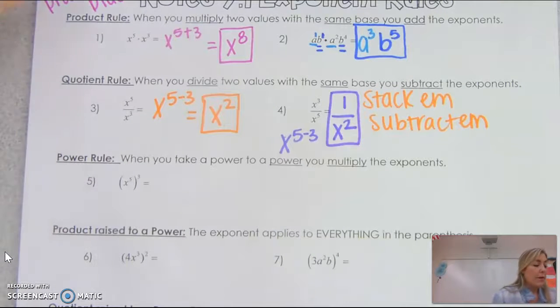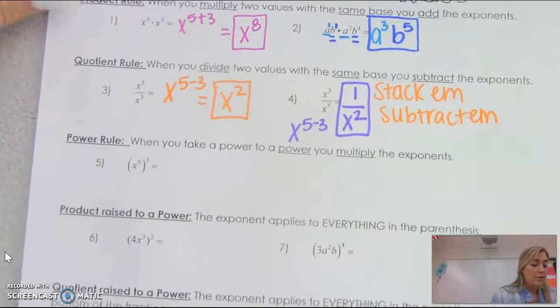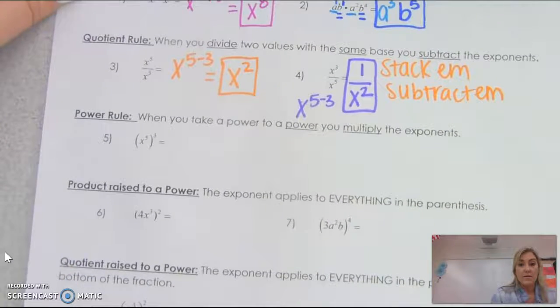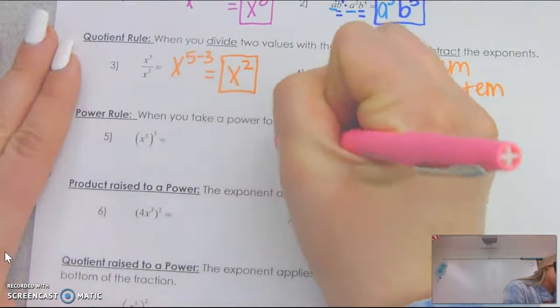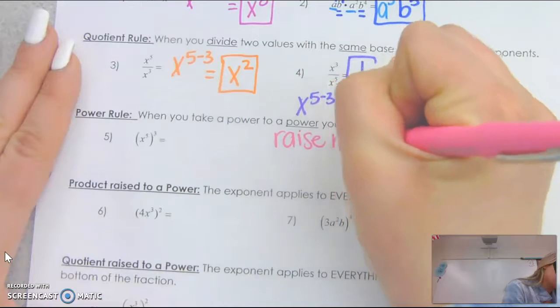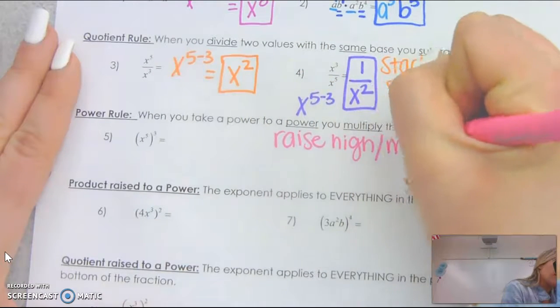Power rule. The power rule states that when you take a power to a power, you multiply the exponents. What I like to say for this one is raise high, multiply.